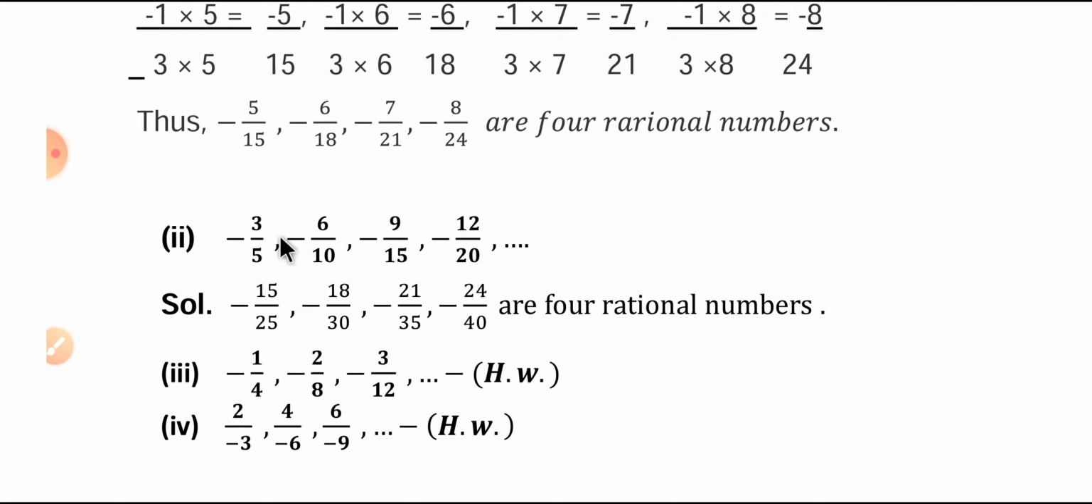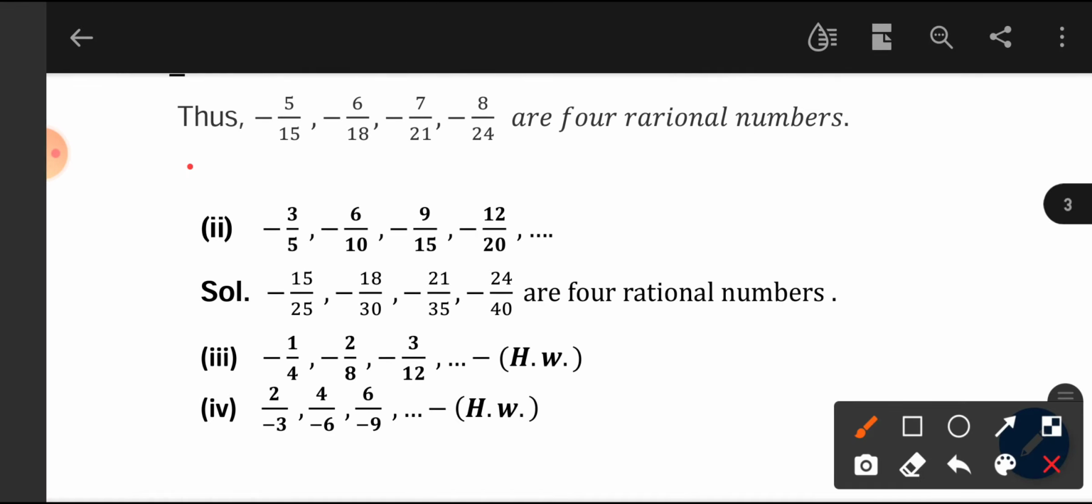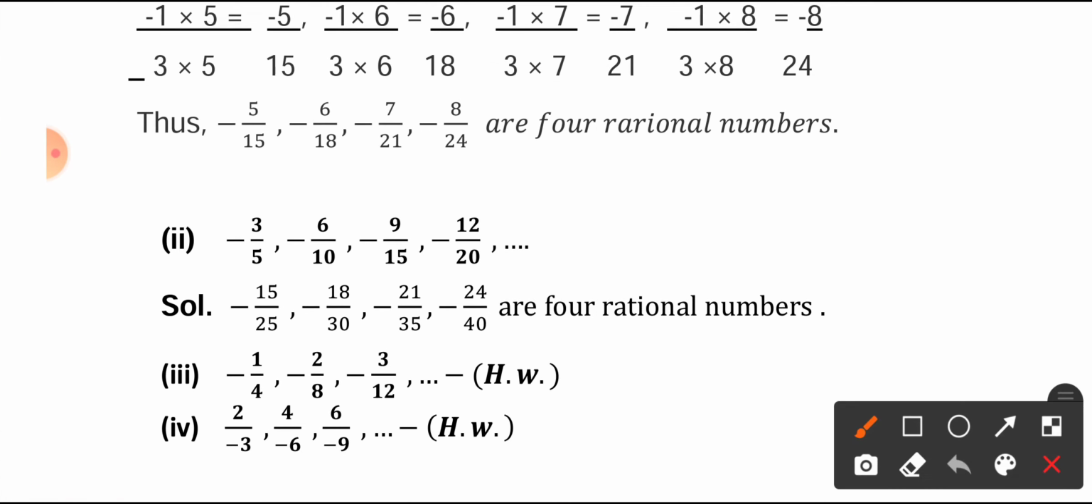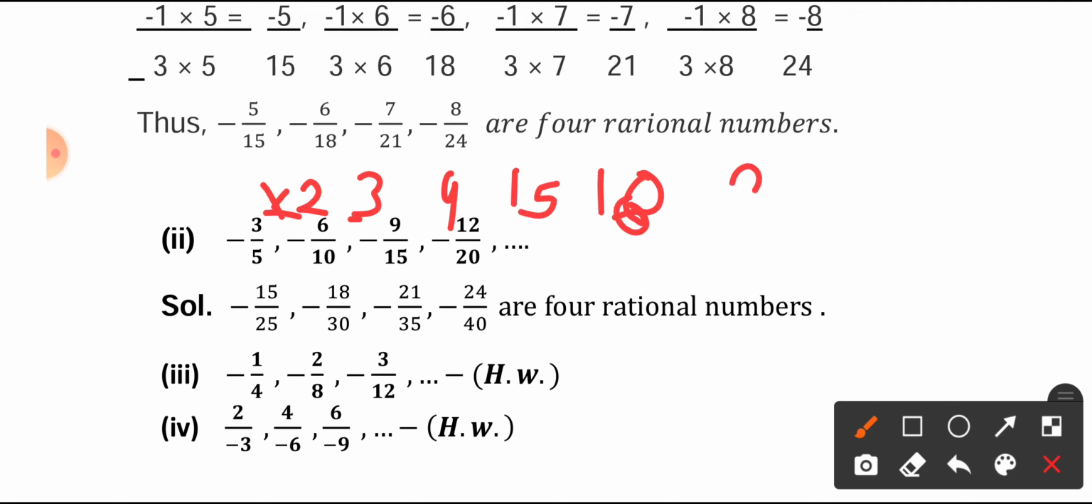Same for the second one: minus 3 by 5, minus 6 by 10, minus 9 by 15, minus 12 by 20. You can observe that here we have to write the table of which number? Minus 3 is given, then 6, 9, meaning 3 2s are 6, 3 3s are 9, 3 4s are 12. Then after this 3 5s are 15, 3 6s are 18, 3 7s are 21, 3 8s are 24. As it is given with a minus sign, you have to write the answer in minus also.